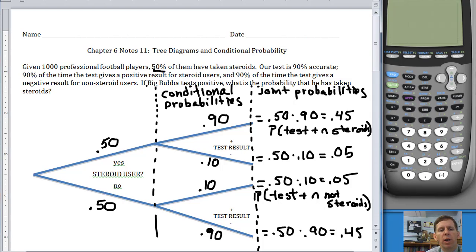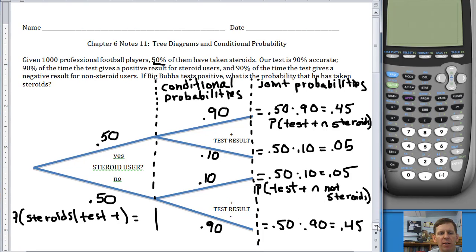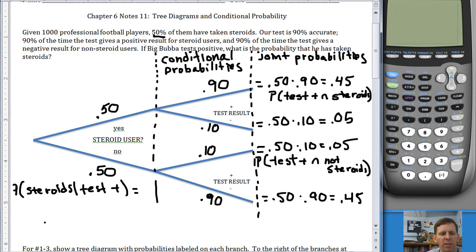So let's go back and answer this question. If Big Bubba tests positive, what's the probability he's taken steroids? So we're looking for the probability that he's taken steroids given he tests positive. Because it's a conditional probability, this answer is not going to be out of 100%. It's going to be out of just the ways that he could have tested positive.